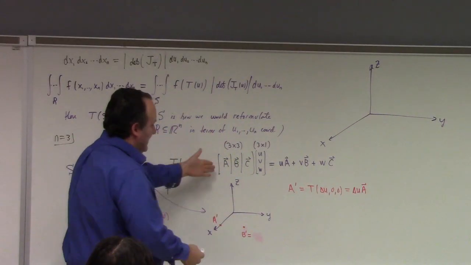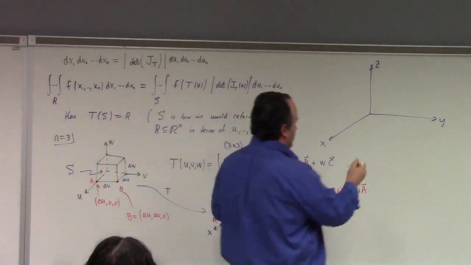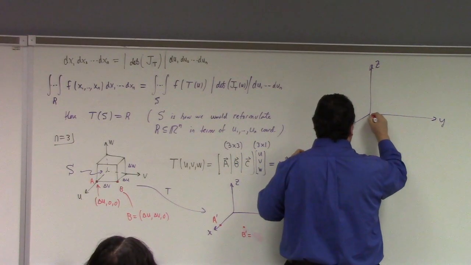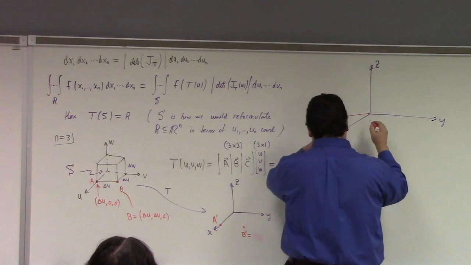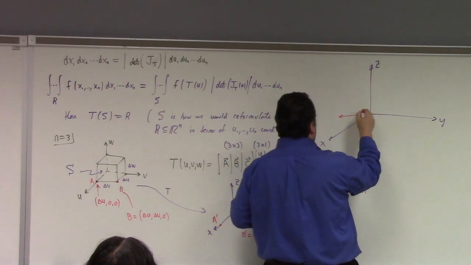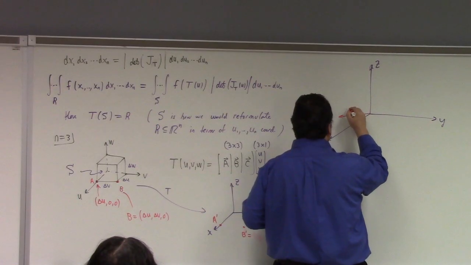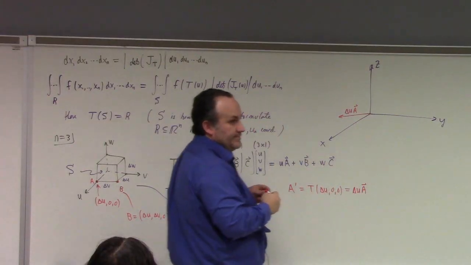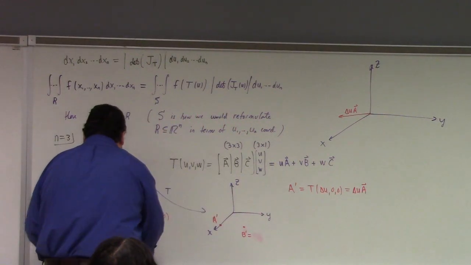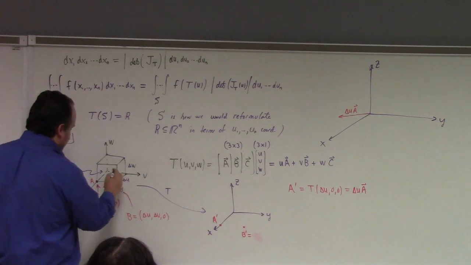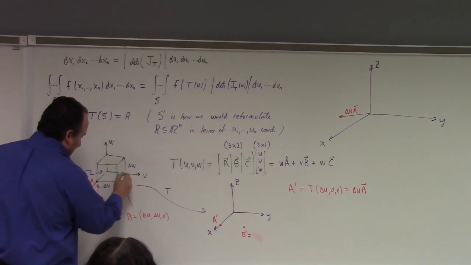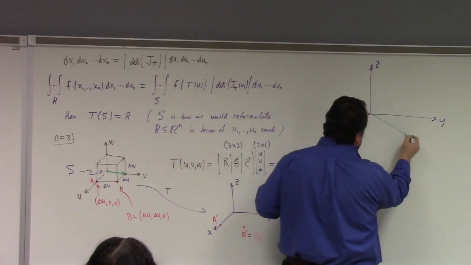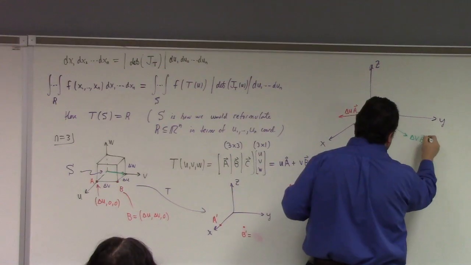I mean, it depends on what A is, right? But let's suppose that A is like this. Then perhaps this would be delta U times A, right? And if I look at this vector here, that's going to get mapped to, I don't know what it is, but delta V times B.